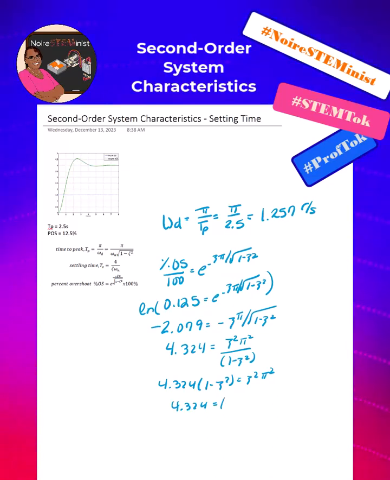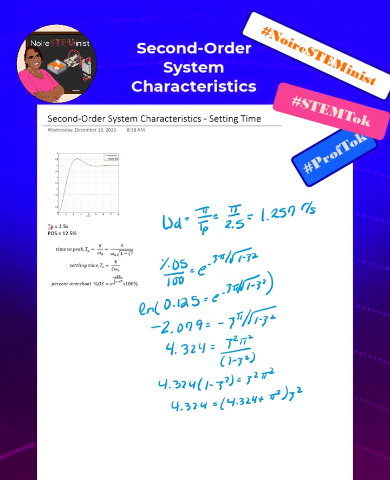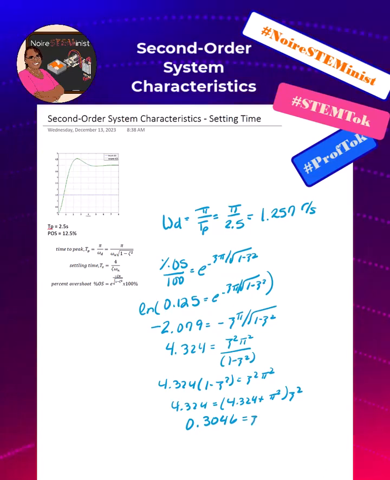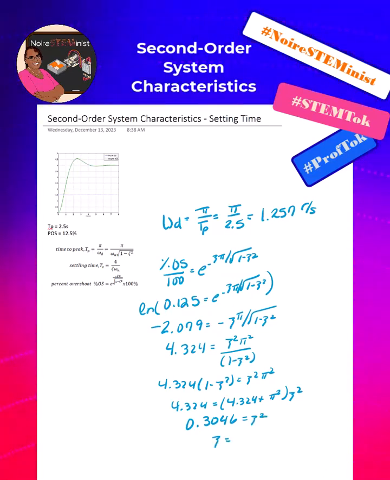So 4.324 equals the quantity 4.324 plus pi squared times zeta squared. So now you divide both sides by 4.324 plus pi squared, and you get that zeta squared equals 4.324 divided by 4.324 plus pi squared. So zeta squared is equal to 0.3046. And in the next step, you take the square root of 0.3046. So zeta is equal to 0.552.